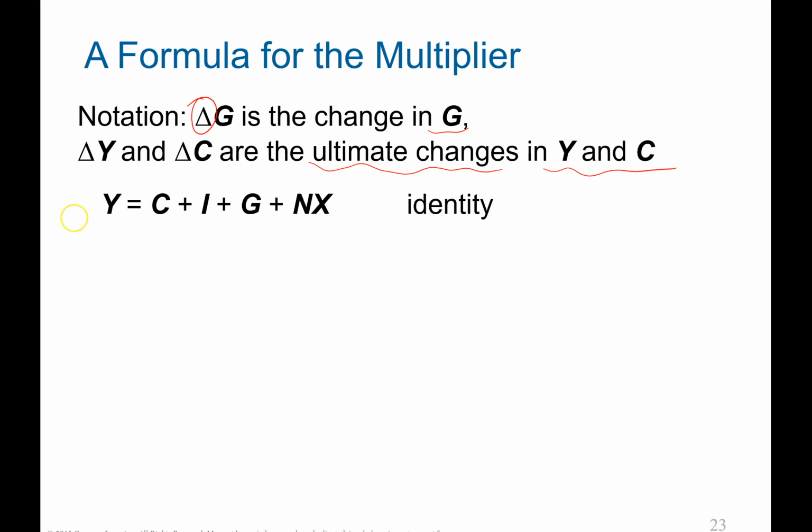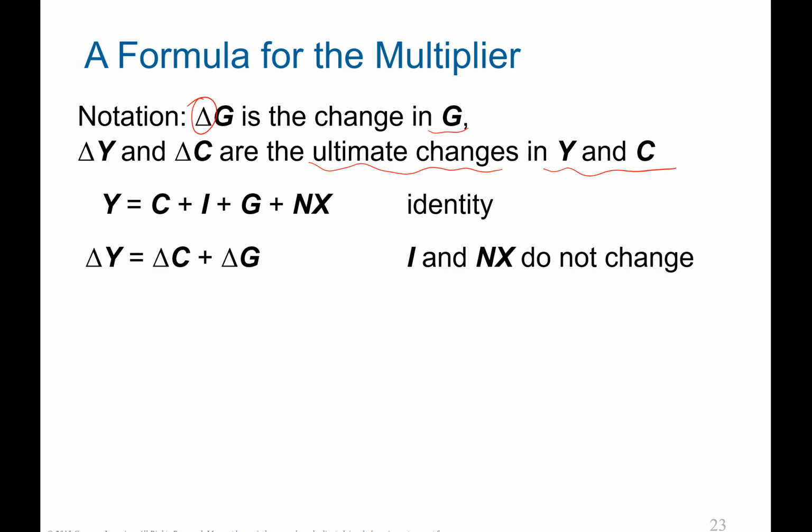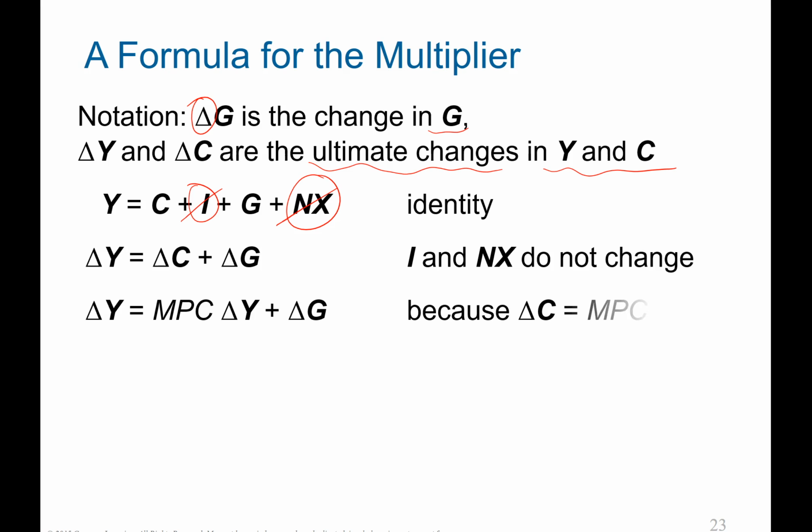So we'll start with our identity that we've looked at a few times, the formula for aggregate demand. And we're going to say that a change in income is going to be equal to a change in consumption plus a change in government expenditure, right? We're going to eliminate these two factors from our discussion here because, again, it goes back to our assumption that every dollar of additional income is either spent or saved, right? And now we're looking at how changes in government expenditures affect consumption and saving.